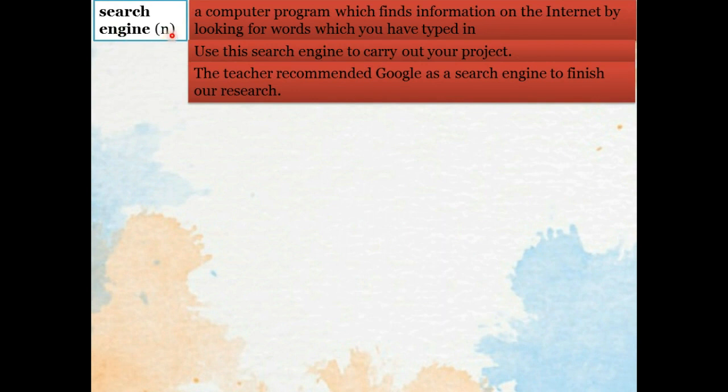Search engine, a computer program which finds information on the internet by looking for words which you have typed in. Use this search engine, like Google. You know Google? So use this search engine to carry out your project. The teacher recommended Google as a search engine to finish our research. Okay? So any kind of application that you can use on the internet to find information, we call this a search engine.